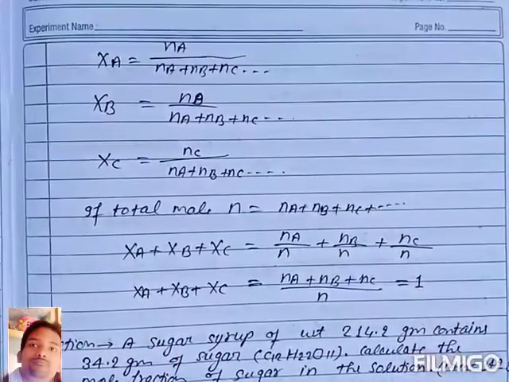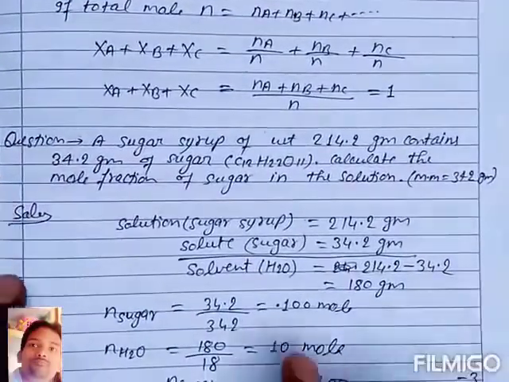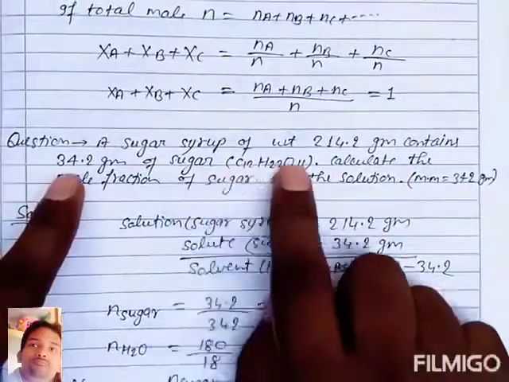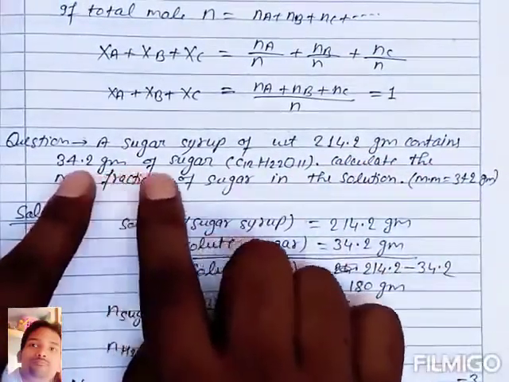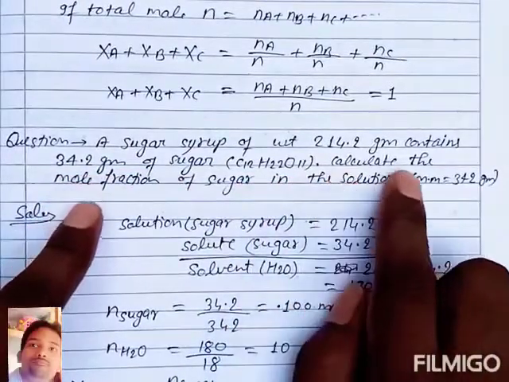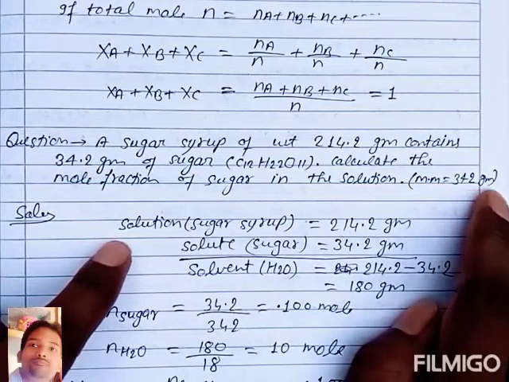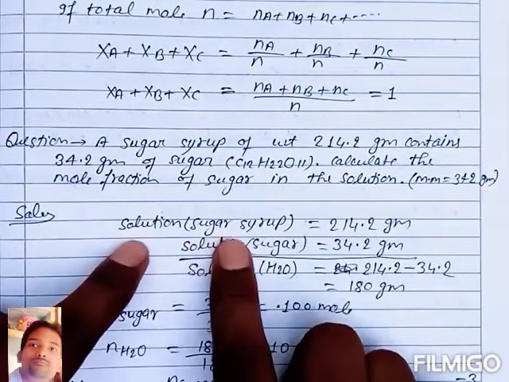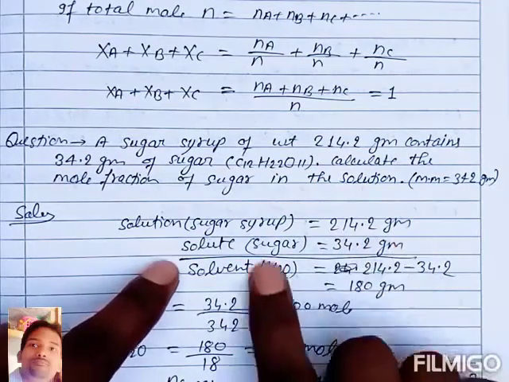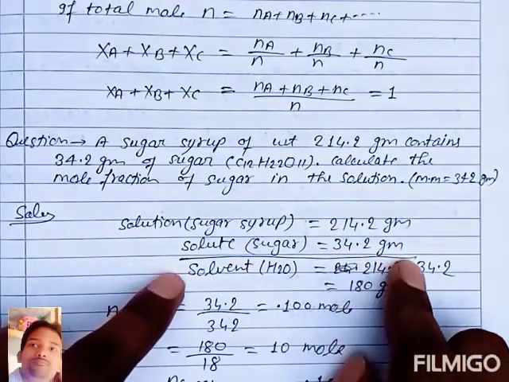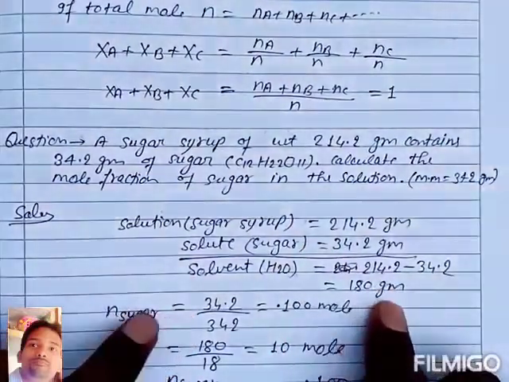Now we are going to discuss a simple question. A sugar syrup of weight 214.2 gram contains 34.2 gram of sugar. Calculate the mole fraction of sugar in the solution. The molar mass of sugar is 342 gram. The solution, sugar syrup, is 214.2 gram, and the solute, sugar, is 34.2 gram. So solution minus solute is equal to solvent, which is 180 gram.